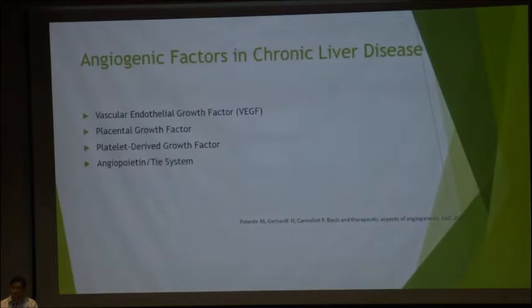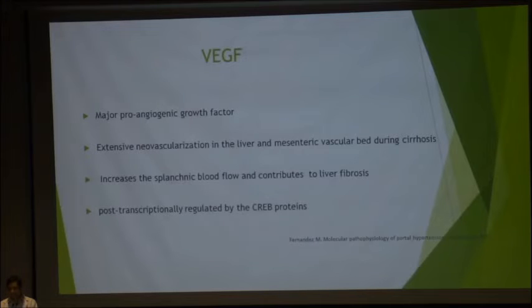Coming to the specific angiogenic factors and the therapies based on these, the most important one is the vascular endothelial growth factor. The vascular endothelial growth factor has been there for a very long time. It has been recognized as one of the major pro-angiogenic growth factors. It causes extensive neovascularization in the liver as well as the mesenteric vascular bed.